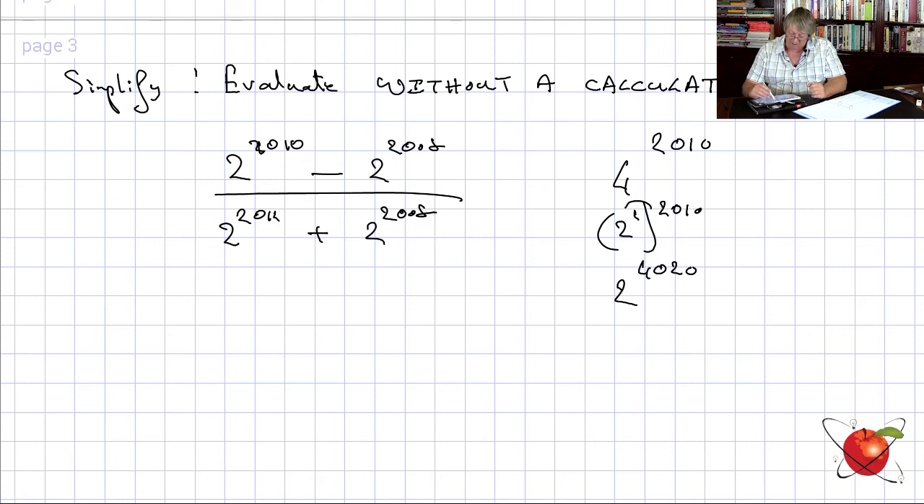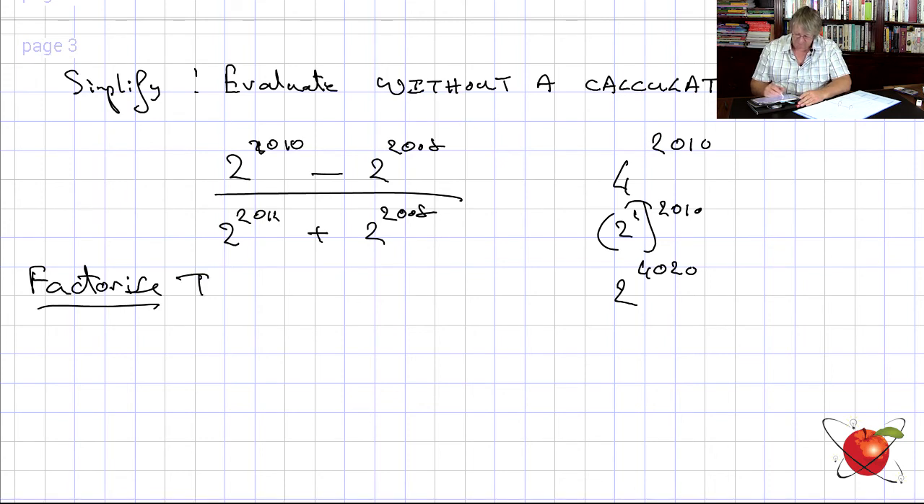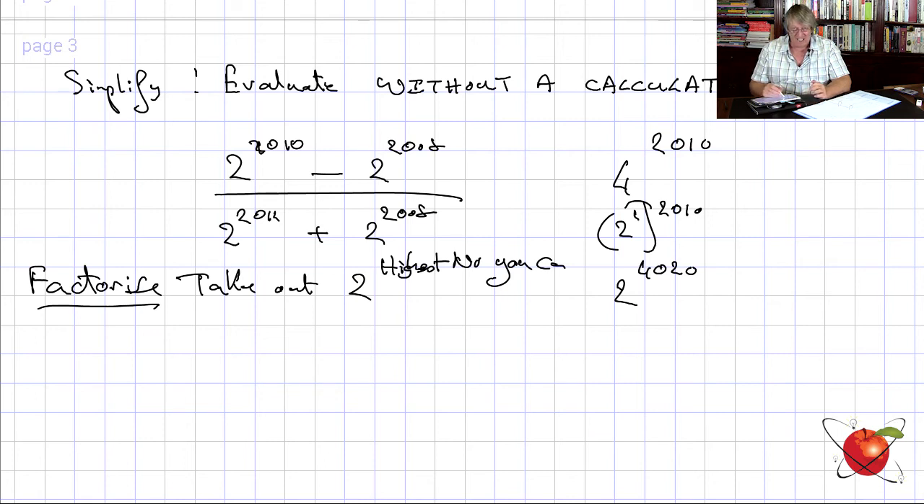So therefore, the only thing remaining is I have to do what? Yep. Factorize. These are all the same, this type of problem. When you see one in your textbooks, and there are a few in most of the textbooks I've got, you take out 2 to the highest number you can. Can you see on the top 2008? That is bigger. So you take out 2 to the power of 2008.